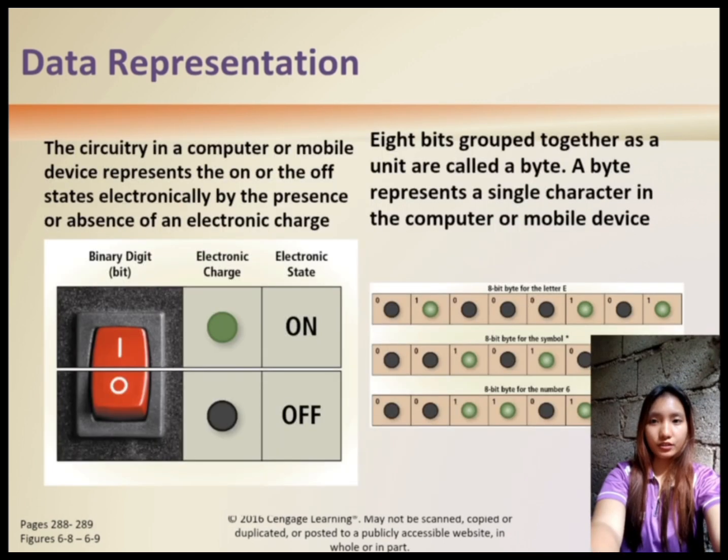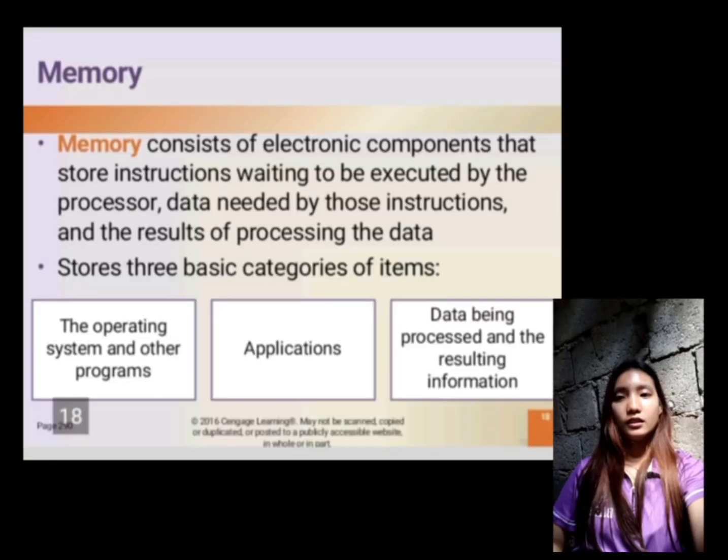Data representation. Bits and bytes. At the most basic level, computers use binary code, 0 and 1. Each 0 and 1 is a bit. Eight bits grouped together form a byte, representing a single character, letter, number, or symbol. The diagram shows the letter I, a symbol, and the number 6 represented by different combinations of 8 bits.